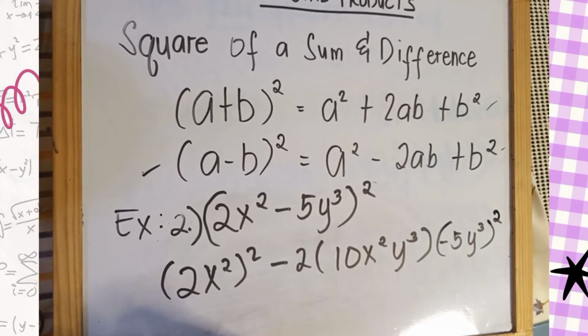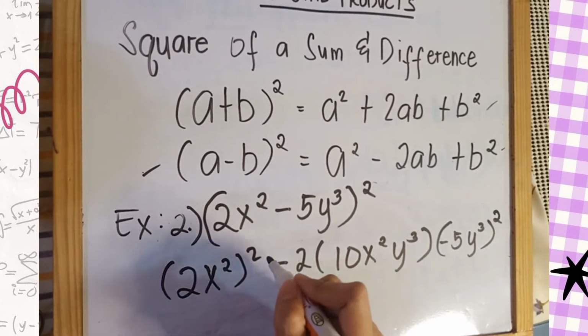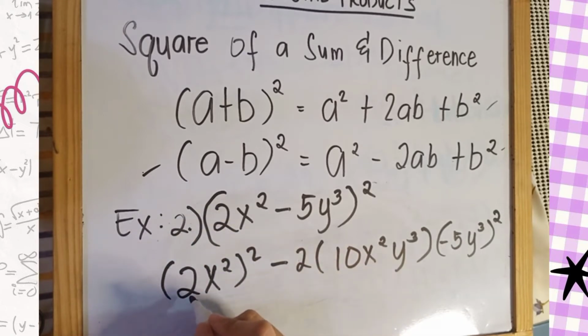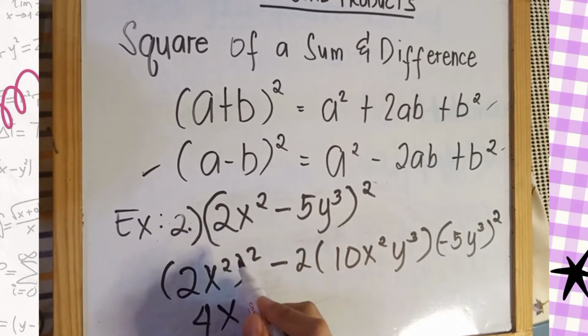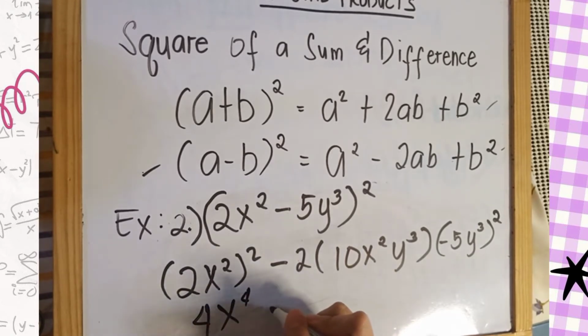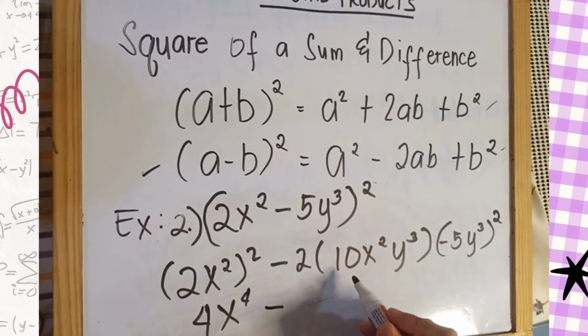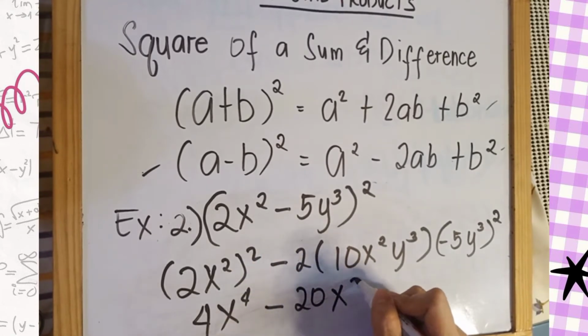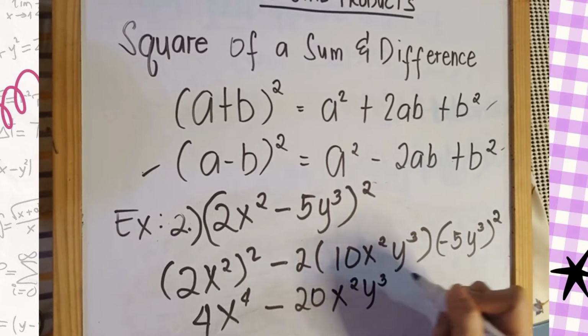Okay, so to simplify our answer, we have 2x squared. So, that is 2 times 2 is 4. X squared is squared. So, what do we do with the exponent? Multiply. So, 2 times 2 is 4. So, we have now 4x to the 4th minus 2 times 10. That is 20. X squared y cubed.